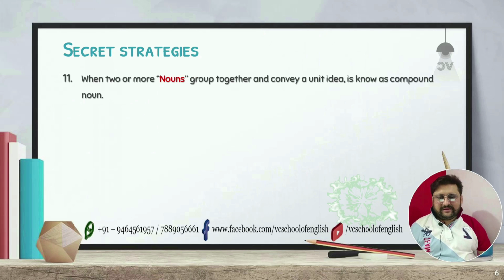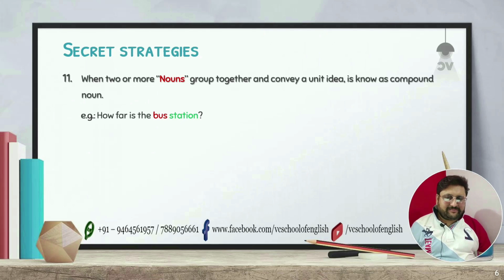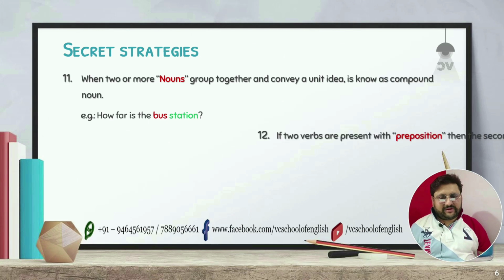The next one is, when two or more nouns group together and convey a unit idea, it is known as compound noun. For example, how far is the bus station? So in this case, you can see bus station is a compound noun.